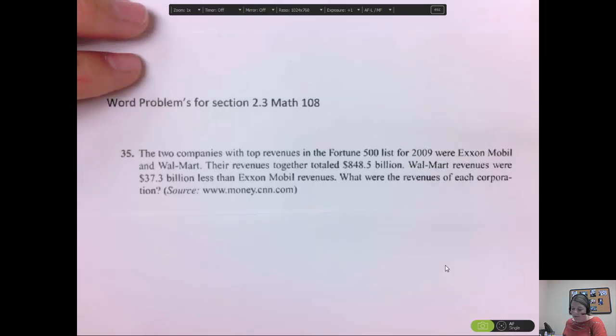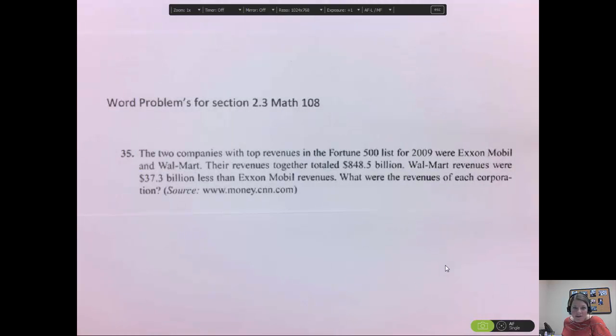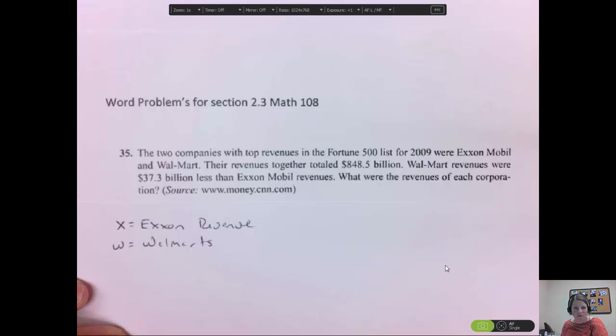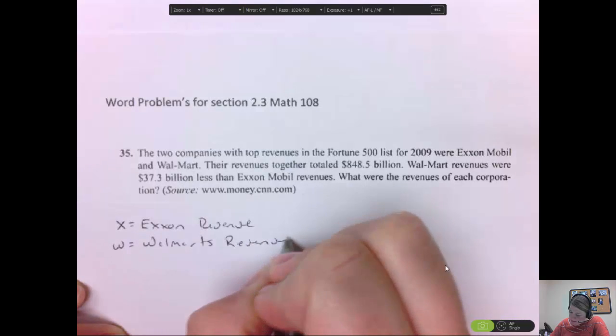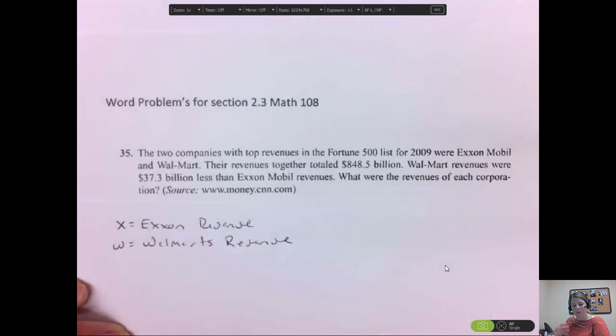So when you see a problem like this, you start with reading it, and then you go, well, shoot, what do I not know? I need a letter for those. So what I thought of was I would like to use X for Exxon's revenue and W for Walmart's revenue. Okay, and then from here we think about the information we have and what we are missing.